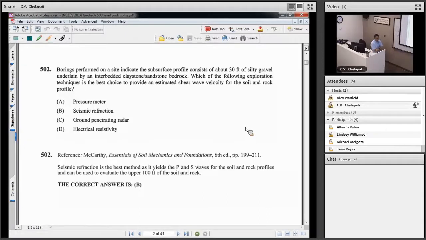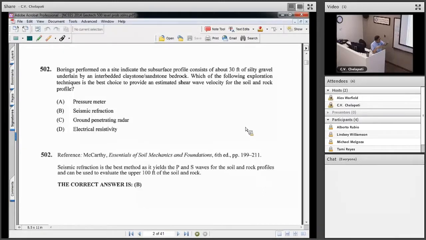The words might give you an indication of what the right answer would be here. If you want shear wave velocities, a pressuremeter is a device you put into the ground and apply pressure to, and it measures the resistance of the soil exerted on the pressuremeter. So it gives you an indication of what the lateral stresses are. It's good for determining the coefficient of earth pressure at rest, so a K naught value. It doesn't give you anything about shear wave velocities.